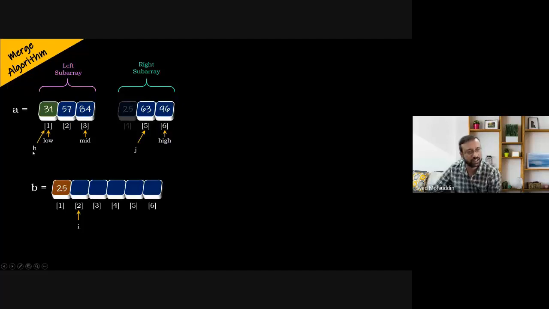The element at h, which is still the first element, is checked with the element at j, now the second element of the right subarray. Whichever is smaller, that element is stored at index i. And obviously 31 was stored, so we move j towards the right. Same thing happens, again i is also moved so that the next element can be stored.